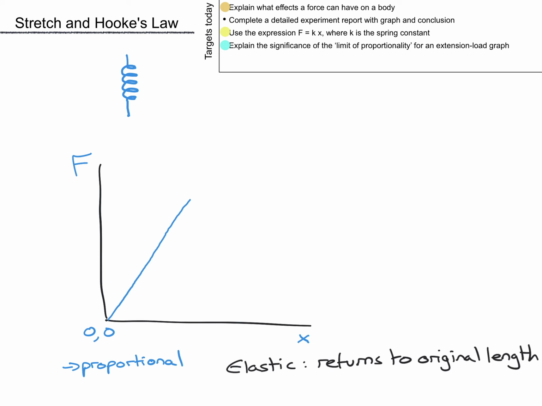Let's keep loading, and you'll notice that the line starts to curve. Is this graph line proportional? What do you say? It's going through the origin, but it's not linear, so it's not proportional. The results are only proportional up to this point, so let's label that point the limit of proportionality.